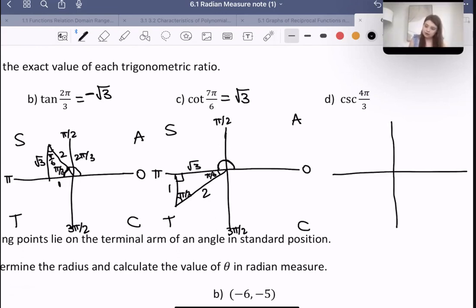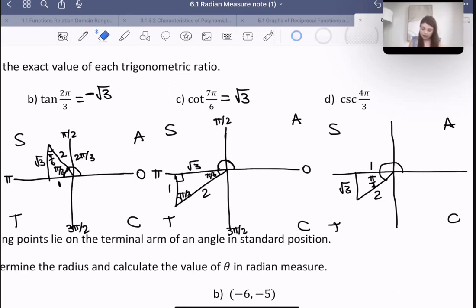Okay, let's try D, where it's 4 pi over 3. That's also going to end up in quadrant 3. So we're going to do a pi over 3 extra in this sliver, and that means that we have the root 3, 2, and 1, and we need to find CSC of 4 pi over 3, right?